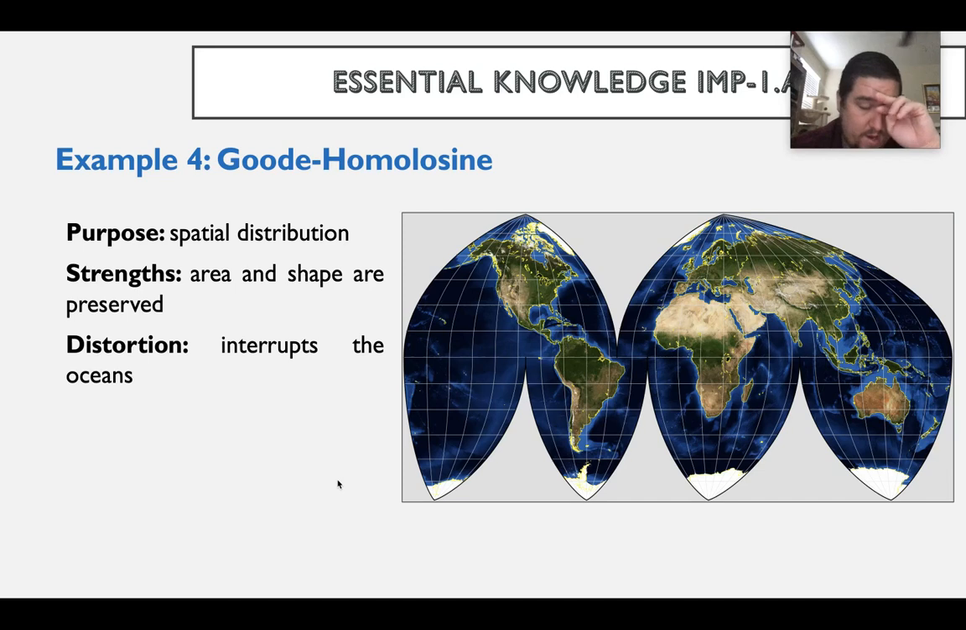Goode's homolosine. It's good for showing spatial distribution. Area and shape are preserved. It interrupts the oceans. They're not continuous land masses, which doesn't work. But this is kind of like, say you took a round ball and you cut it apart. It's kind of what this one is.